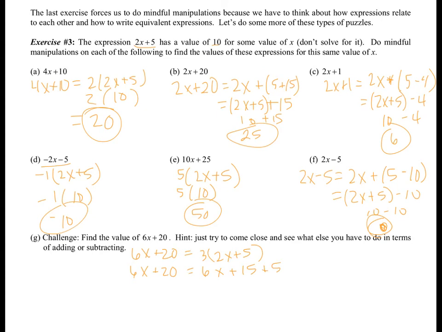So now, my original problem, to get from 2x plus 5 to 6x plus 20, I have to multiply by 3 and then add 5. So 2x plus 5 is 10, multiply by 3 and add 5. Well, 3 times 10 is 30 plus 5 is 35. That took some serious manipulation, but I think that once you start to do it more and more, you will get the hang of how to actually manipulate numbers to become what you need them to be.